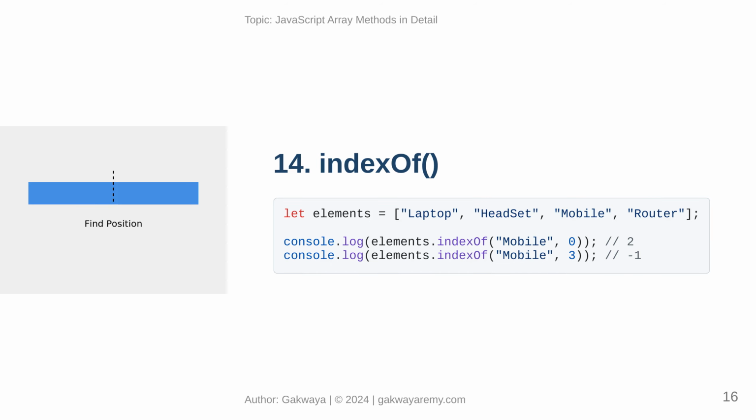indexOf searches for an element in an array and returns its first index. The second parameter is optional and specifies where to start searching. If the element isn't found, it returns -1. This is like using Ctrl+F in a document, it finds the first occurrence of what you're looking for.